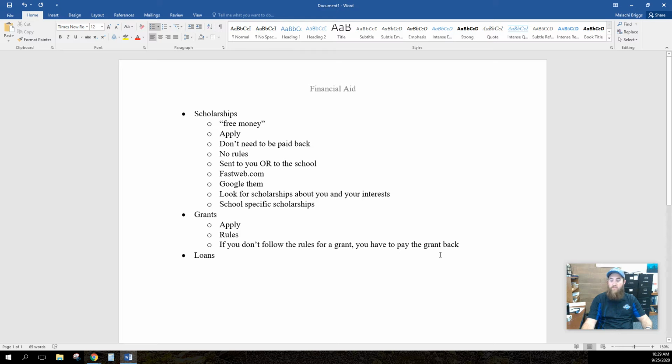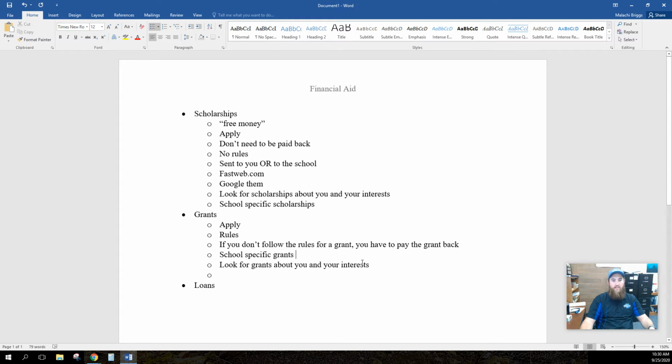With scholarships, a lot of times you fill out some questions about yourself, and then they want an essay, usually something like 250 words or a 500-word essay. For grants, you usually need to provide official paperwork, like a transcript or letters of recommendation, enrollment verification forms for your college that you're looking into. But there are school-specific grants. Look for grants about you and your interests. You can do that all on Google. They are out there. They're usually a little bit more specific, and there aren't quite as many grant options out there, but there are grants for a lot of different things.